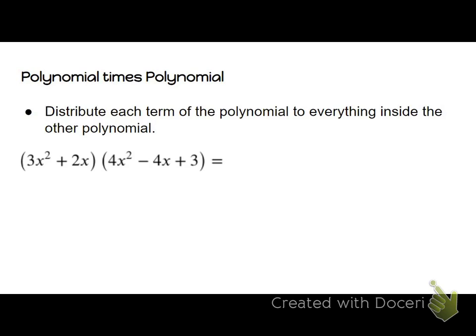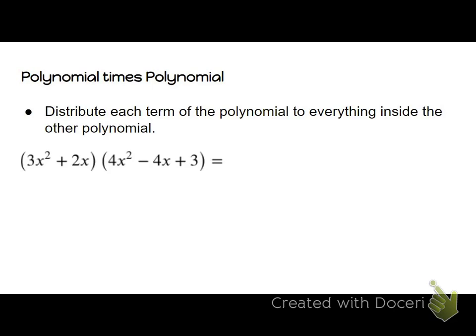So how many times am I going to distribute this 3x squared? 3 times. 1, 2, 3 times. Okay? How many times am I going to distribute this 2x? 3 times. So my first answer, how many terms is that going to have? If I distribute 3 and 3 more, how many terms is that going to give me? 6. Okay?